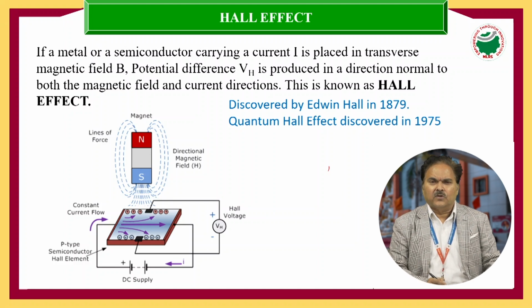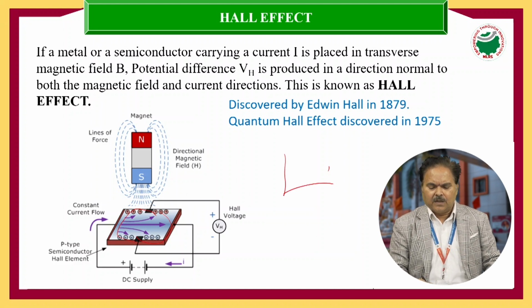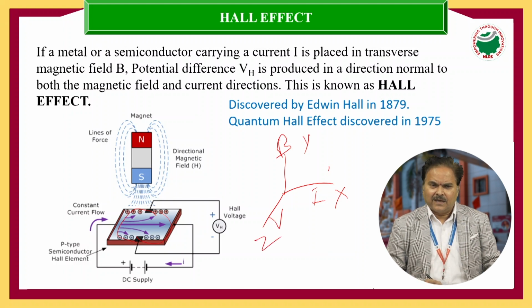In the diagram you can see a material, this rectangular bar. We are sending current through it along the x-axis direction. Along the y-axis we are applying the magnetic field, with north pole and south pole across the thickness. Then a voltage is induced in another direction. These three are perpendicular to each other: current in the x-axis, magnetic field in the y-axis, and induced voltage in the z-axis.